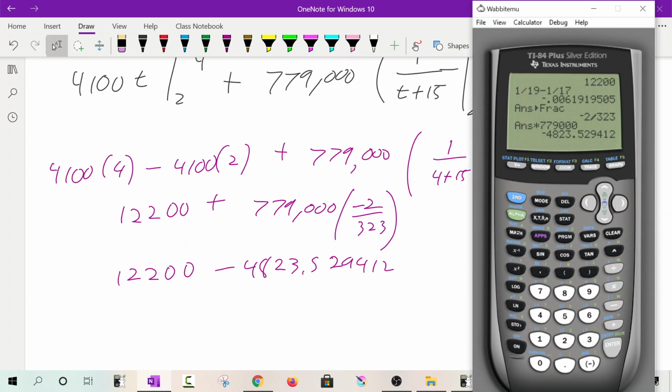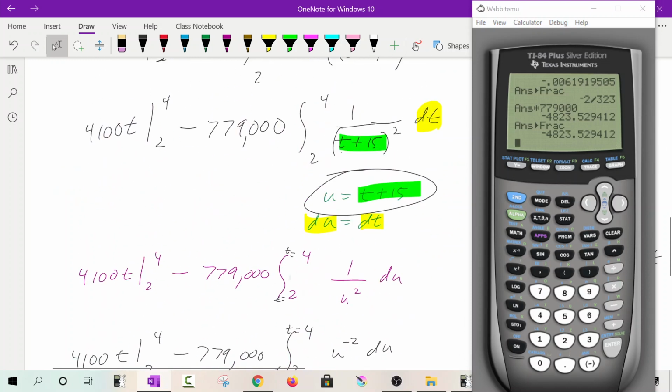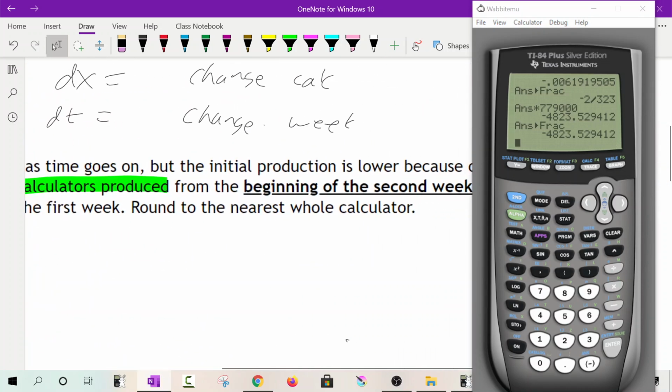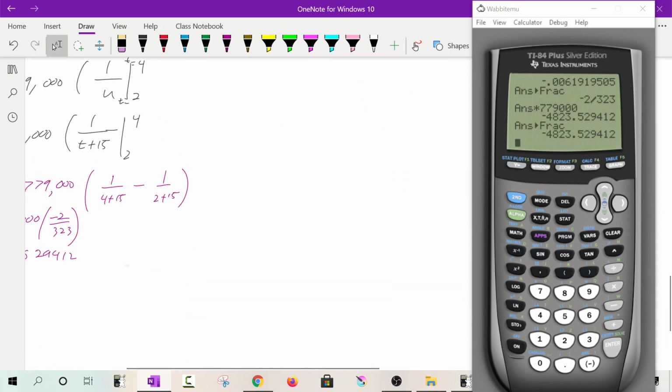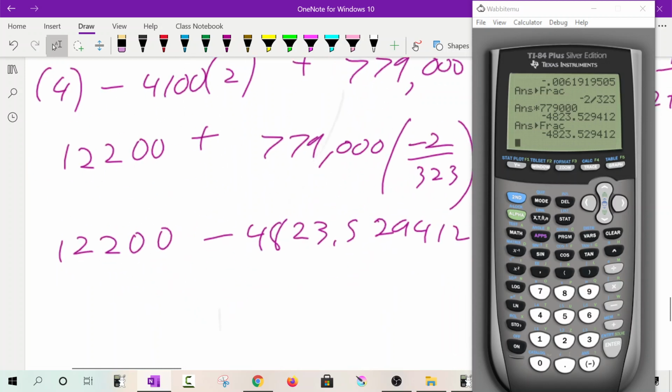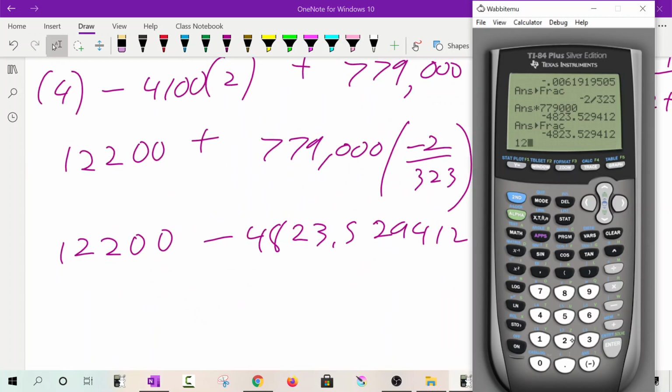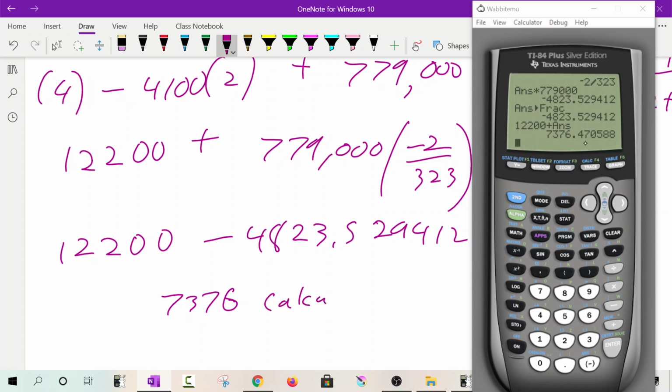And if we wanted to, we could turn that into a fraction to keep it exact. No, we can't. The calculator can't handle it. But it really doesn't matter because the problem told us, I believe, to round to the nearest whole calculator. We're talking about producing calculators. So these decimals are a little unnecessary if you just stop and think about what they mean. So what we're just going to do is say this is 12200 plus our previous answer. So that means we are going to end with 7376. And we're going to round down because it's 0.4. So it's 7,376 calculators. There we go.